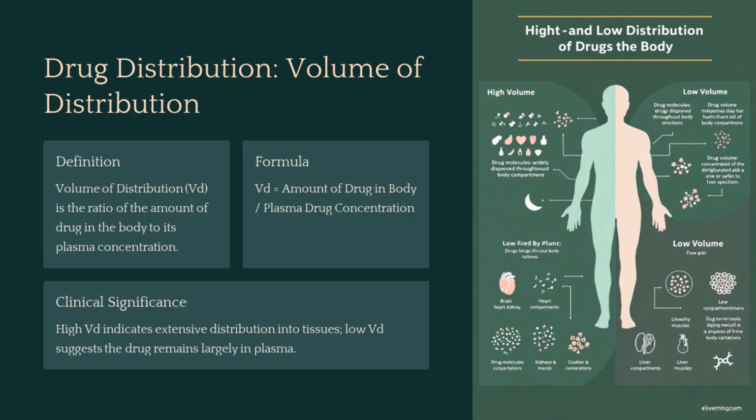Volume of distribution, VD, is the ratio of the amount of drug in the body to its plasma concentration. High VD indicates extensive distribution into tissues, while low VD suggests the drug remains largely in plasma. This concept is crucial for determining dosing regimens.